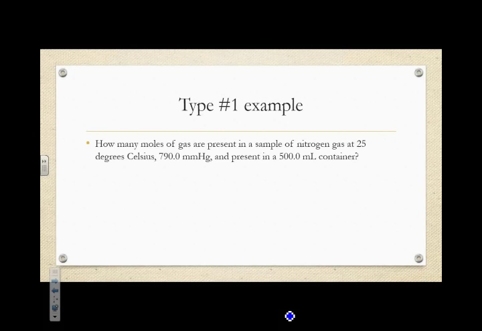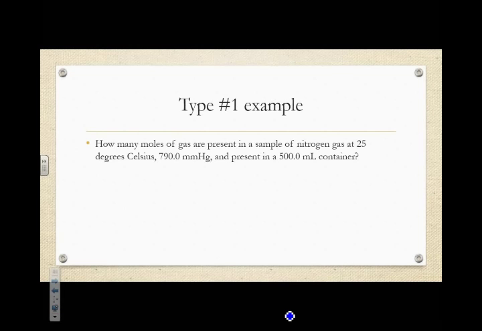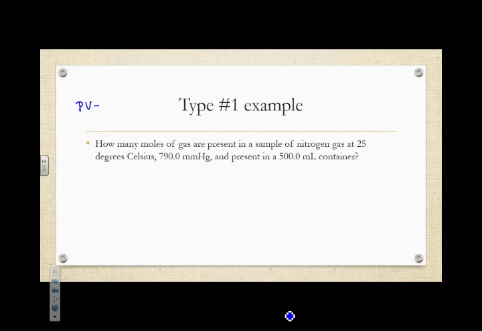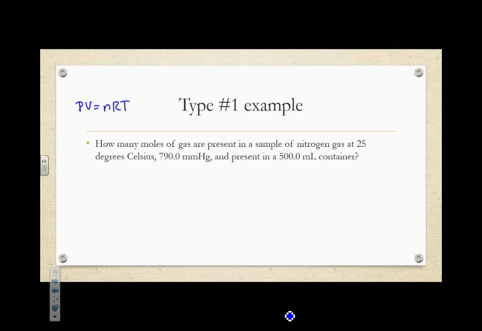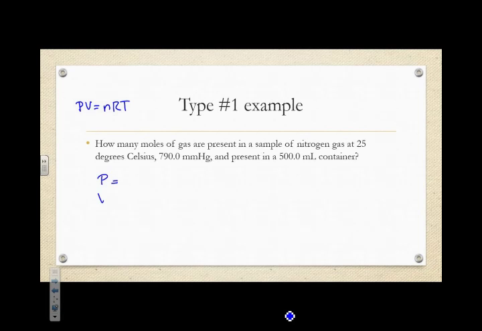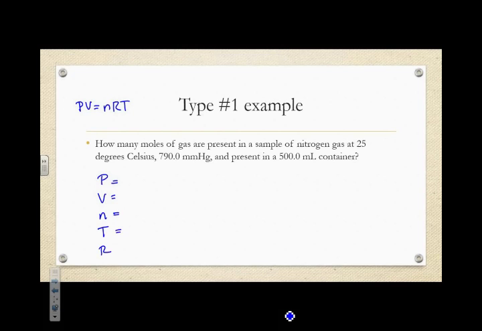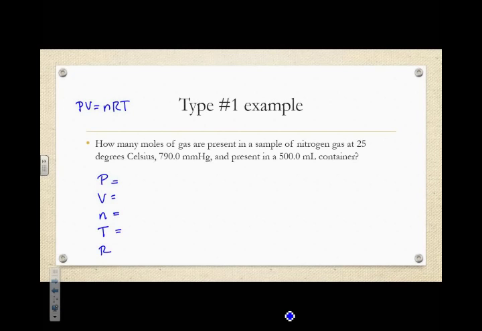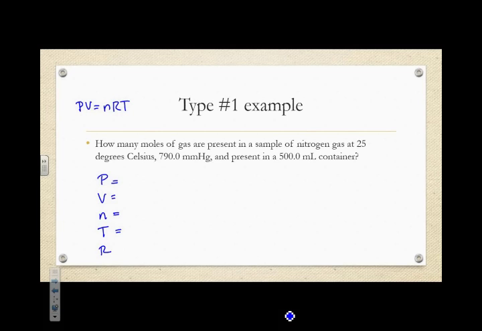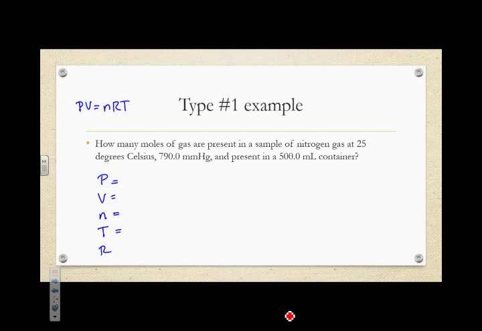Lots of information here in this problem, and to help us organize our thoughts, you might want to just list everything out in an ideal gas law. So I'm going to write my ideal gas law equation up here to remind myself of what those variables are, and then I'm just going to list them down here. We know what R is. It's a constant, so I don't need to list that, but sometimes it's helpful to remind yourself. And then I'm just going to identify where things are.